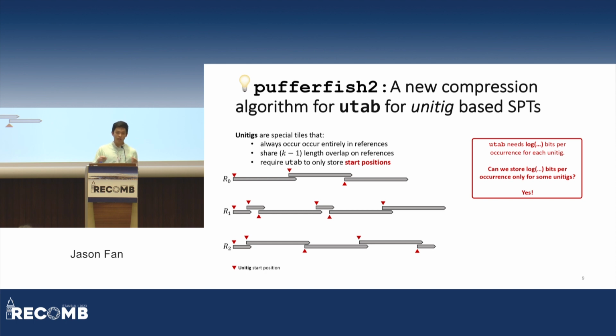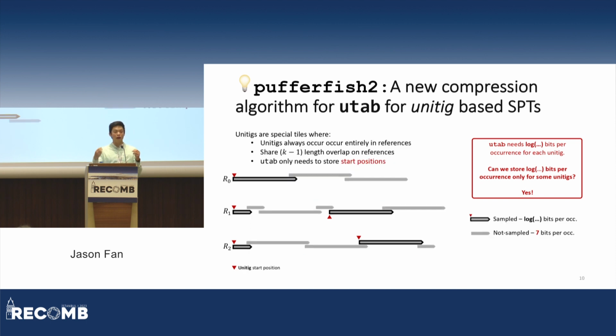Again, for unitigs, we have to store a log number of bits for every single one of these red triangles. So we try to ask the question: can we store a log number of bits only for some of the unitigs? And I'm here today to tell you that the answer is yes. Graphically, I'm going to show how we do this. Instead of storing the position of every single unitig occurrence, we're going to sample the tiling. For every sampled unitig occurrence, here with a black outline, we're going to store a log number of bits. But for every other occurrence that is not sampled, we'll store only 7 bits. So we get this nice result.